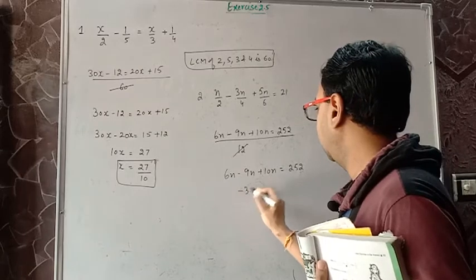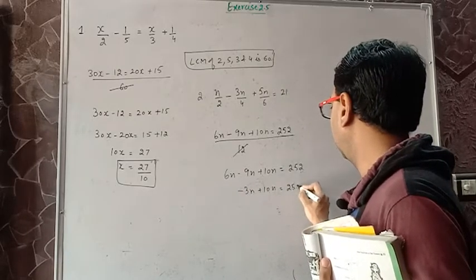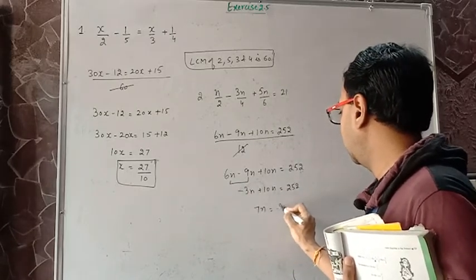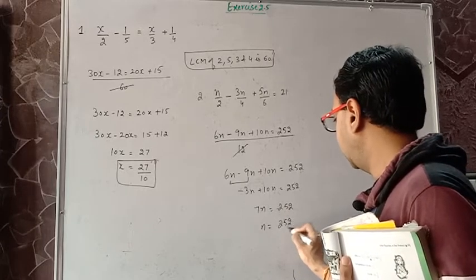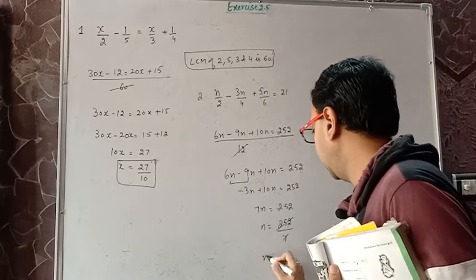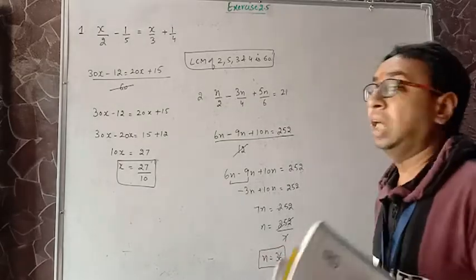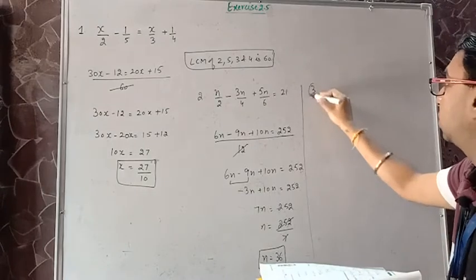We'll be getting minus 3n plus 10n is equal to 252 on solving these two first, right? So we'll be getting 7n is equal to 252. Here multiply, there divide, 252 by 7. If I cut, I'll be getting, of course, 36. So 36 is the answer. Clear?